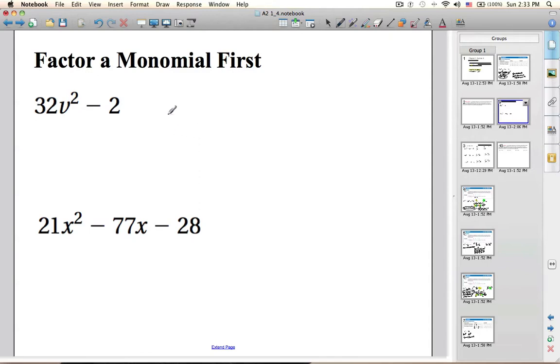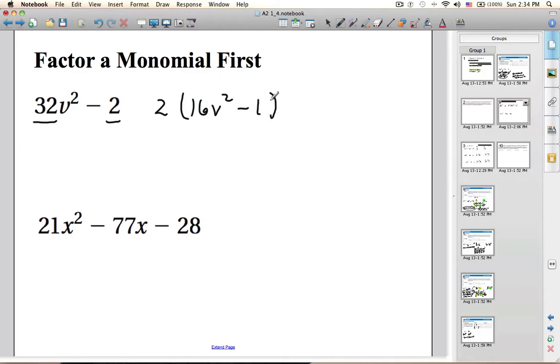So you always should check to see if you can factor a monomial out of each of the terms before you begin. One quick thing to look for is even numbers. That's an even number. That's an even number. I know I can factor a 2 out of that. So if I factor the 2 out, this becomes 2 times 16v squared, I'm sorry, not x, v squared, minus 1. Now this is a smaller quadratic than the one I started with, and I continue on working with this.